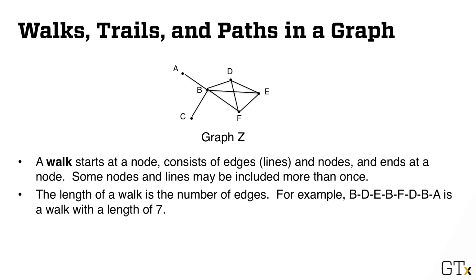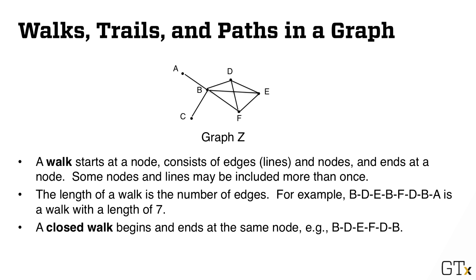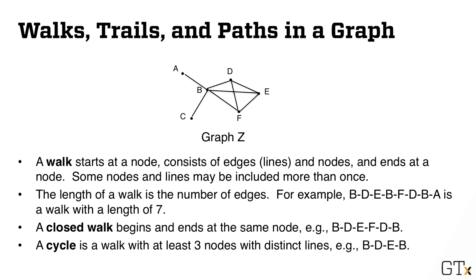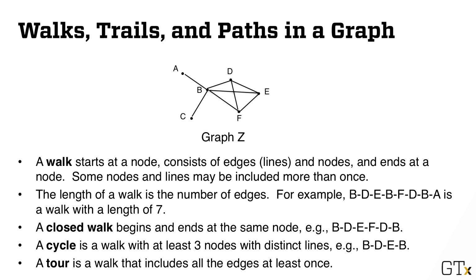The length of a walk is the number of edges that it has. For example, this particular walk that I have listed, B to D to E to B to F to D to B to A, is a walk with a length of 7. And then there is a special type of walk called a closed walk that begins and ends with the same node. So, B, D, E, F, D, B is an example of a closed walk. And finally, a cycle is a walk with at least 3 nodes which has distinct lines. So, B, D, E to B is a special case of a walk.